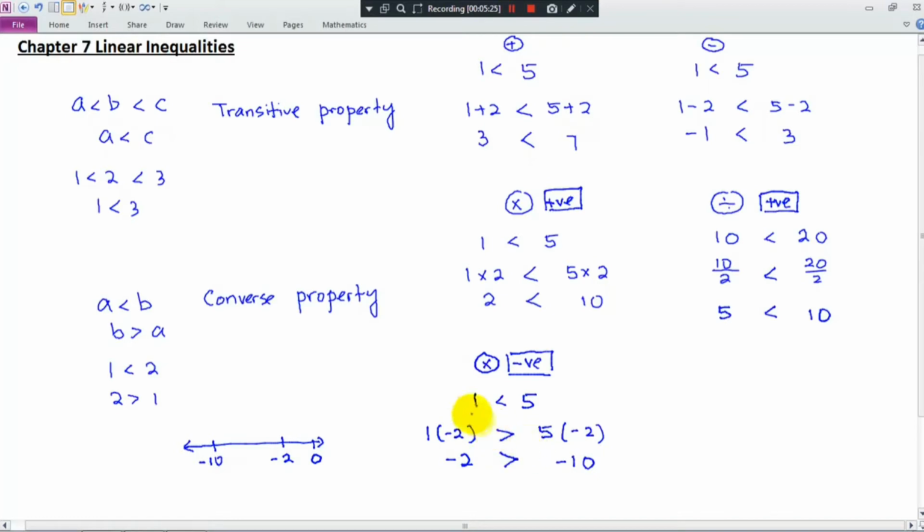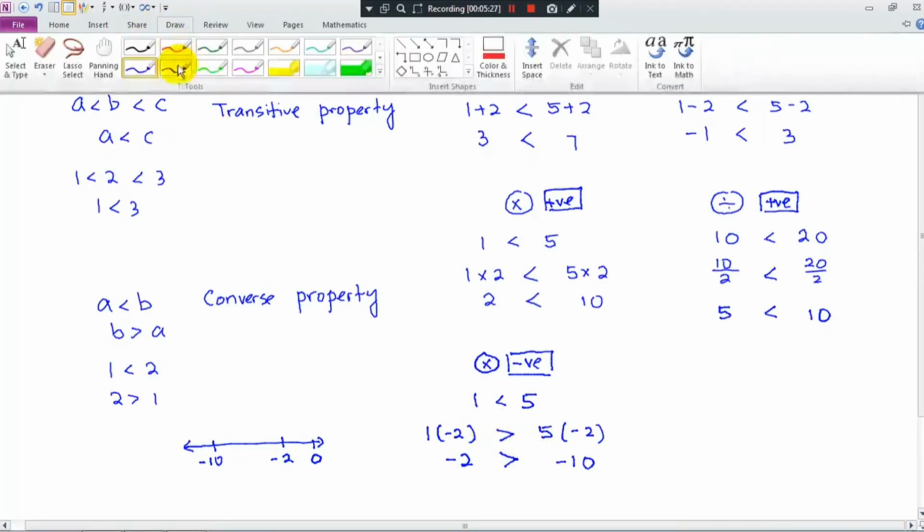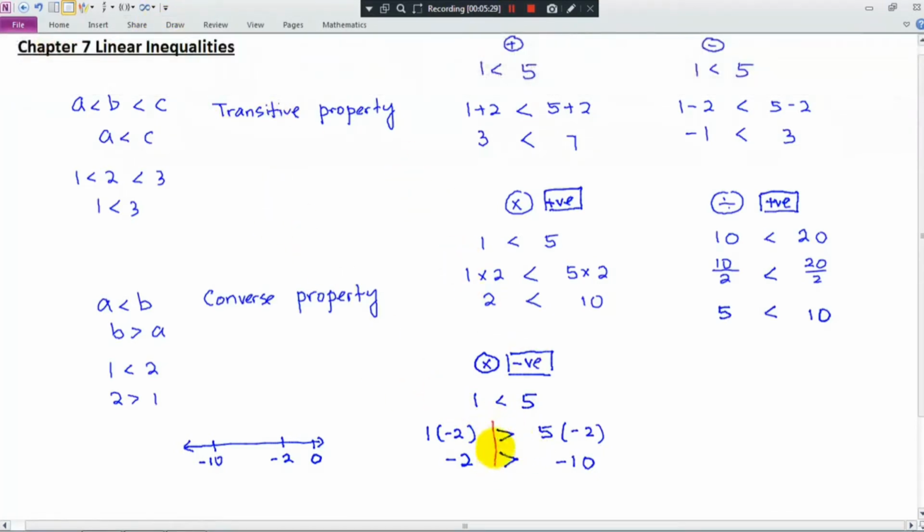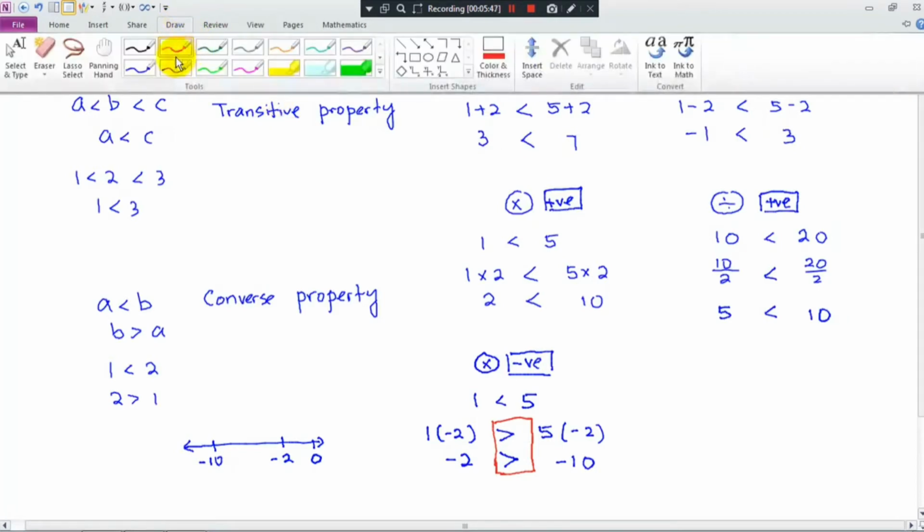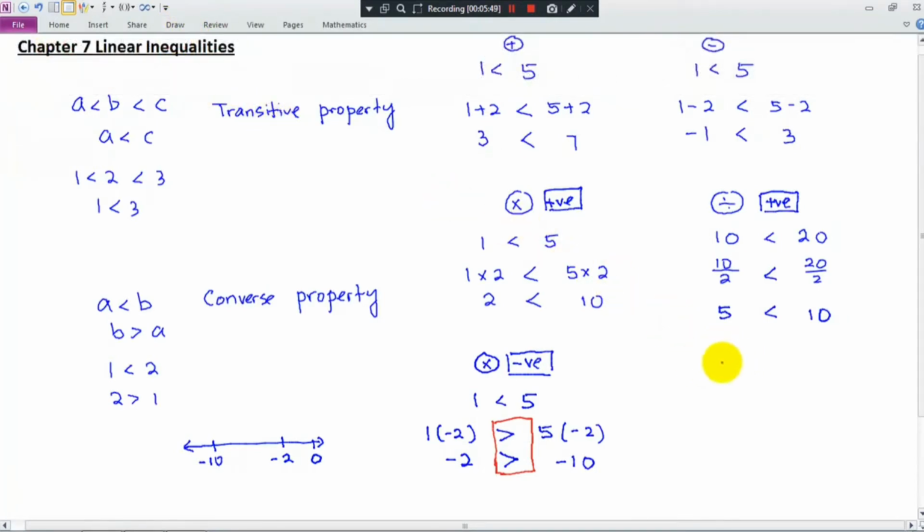Okay, you see? Now the inequality sign changes. So remember, when you multiply both sides of an inequality with a negative number, you have to flip over the inequality sign or switch the inequality sign. Okay, so next let's try this one. How about divide? Negative number also.